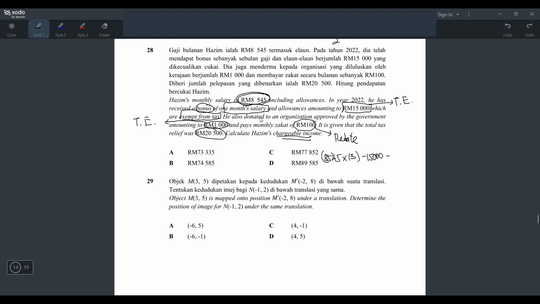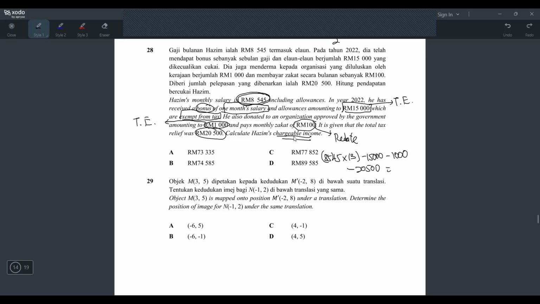Minus with apa lagi tadi? Donate 1,000. That one also tax exemption, so minus also. And then minus zakat. Zakat don't minus. You minus this wrong already. And then minus 2,050, which is the tax relief. Why cannot minus zakat? Because zakat tak ada orang tolak sekarang.